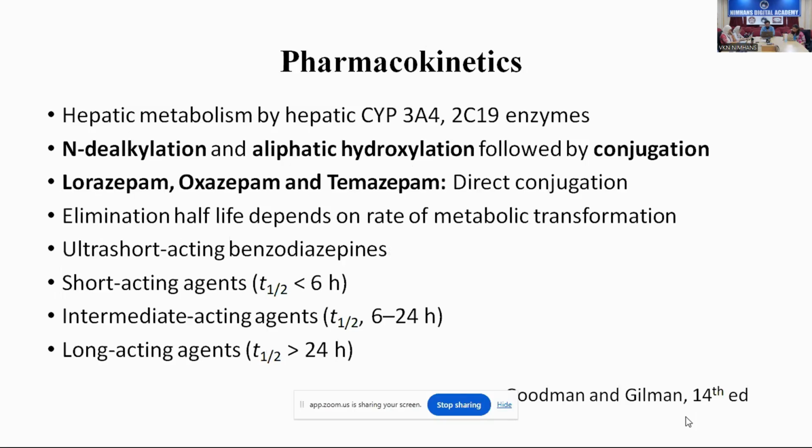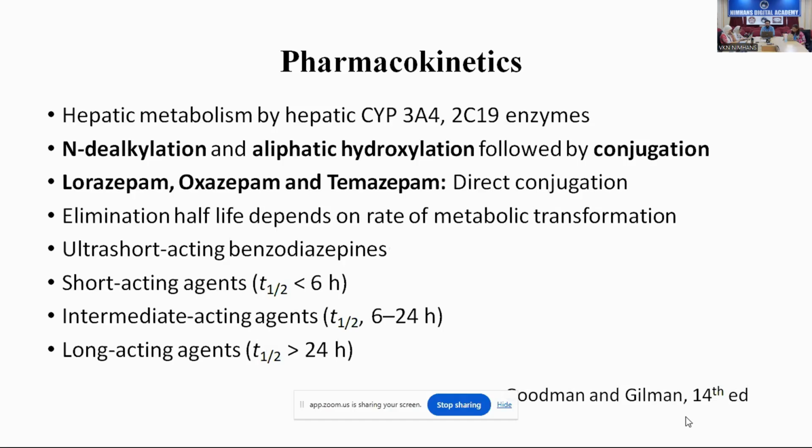Pharmacokinetics, again, I think I briefly spoke about this. There is hepatic metabolism by hepatic CYP enzymes, dealkylation and aliphatic hydroxylation, followed by conjugation. The benzodiazepines we talk about, the LOT group, lorazepam, oxazepam, and temazepam, undergo direct conjugation.